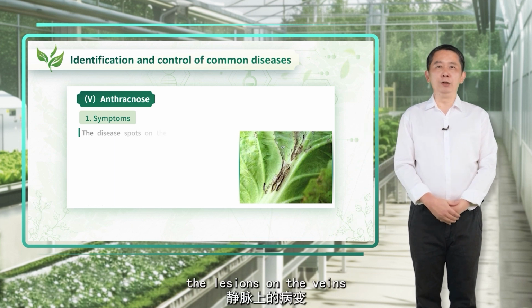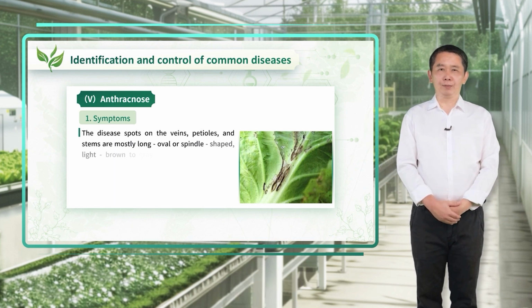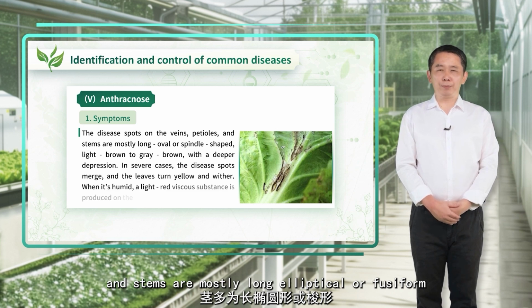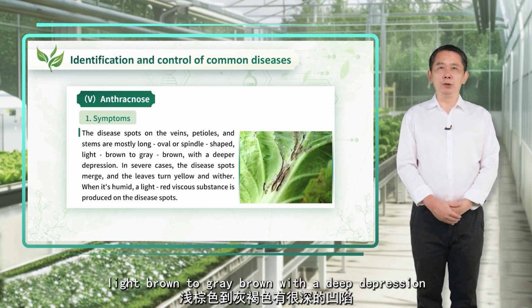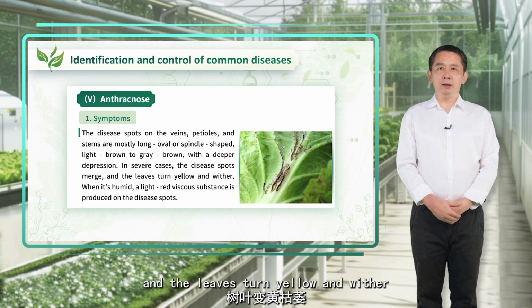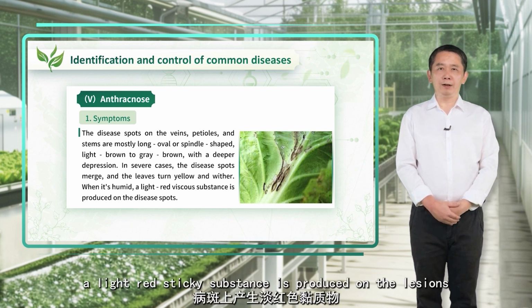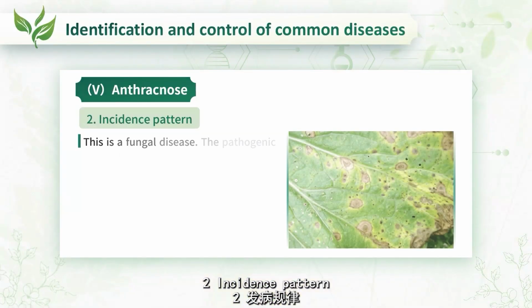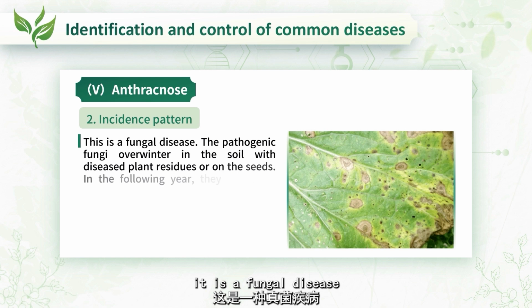The lesions on the veins, petioles, and stems are mostly long elliptical or fusiform, light brown to gray, brown, with a deep depression. In severe cases, the lesions combine and the leaves turn yellow and wither. When it is humid, a light, red sticky substance is produced on the lesions. 2. Occurrence pattern: it is a fungal disease.